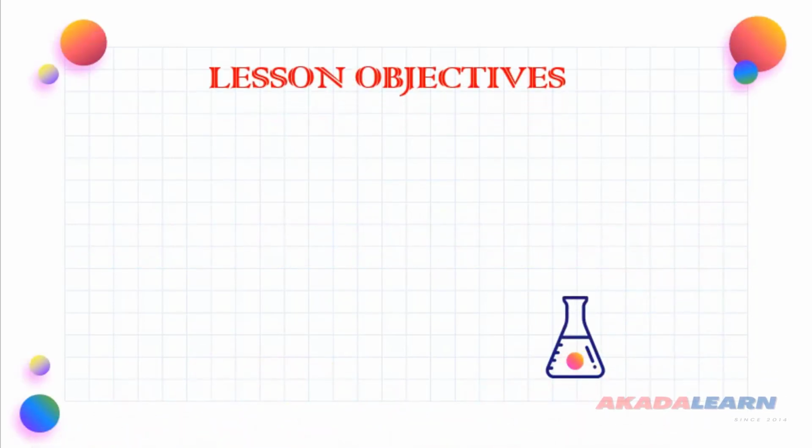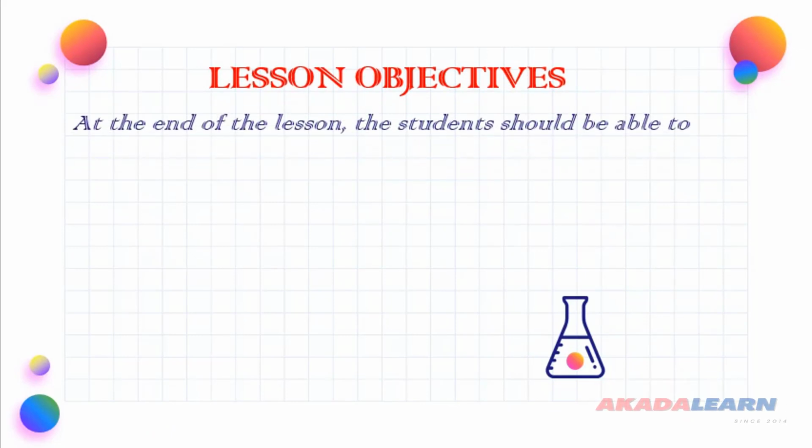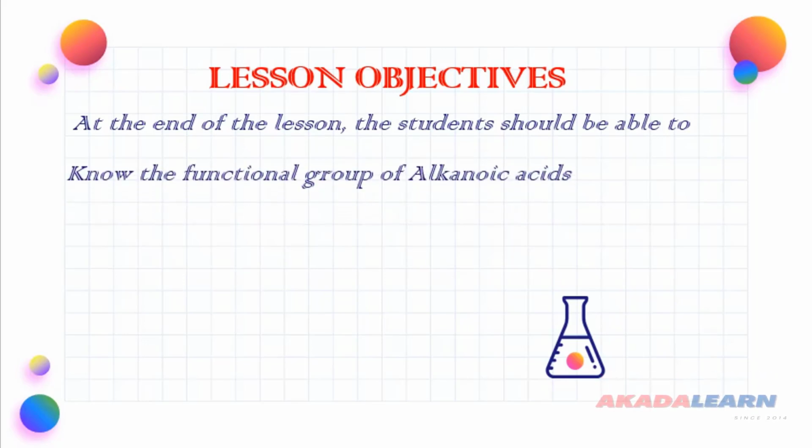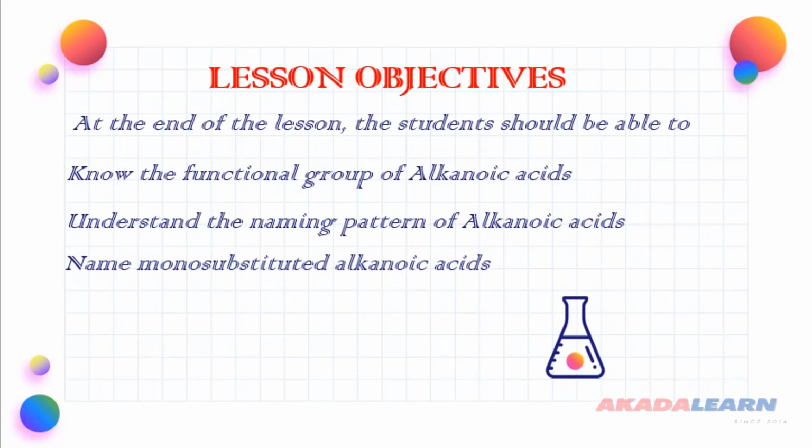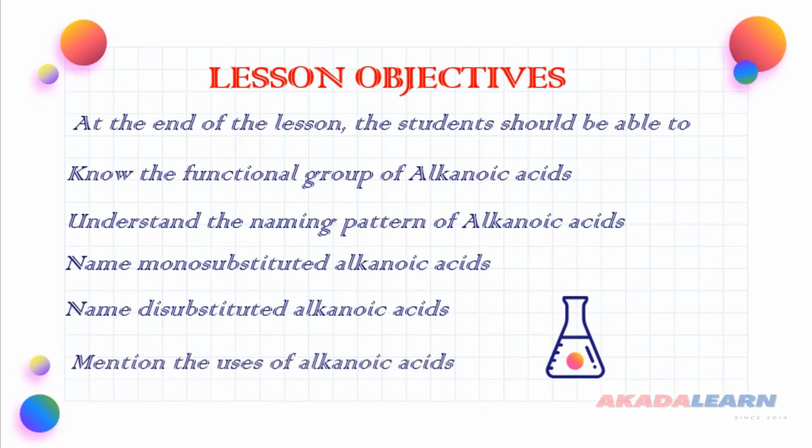Before we proceed, let's take a good look at our lesson objectives. At the end of the lesson, the students should be able to know the functional group of alkanoic acids, understand the naming pattern of alkanoic acids, name monosubstituted alkanoic acids, name disubstituted alkanoic acids, and mention the uses of alkanoic acids.